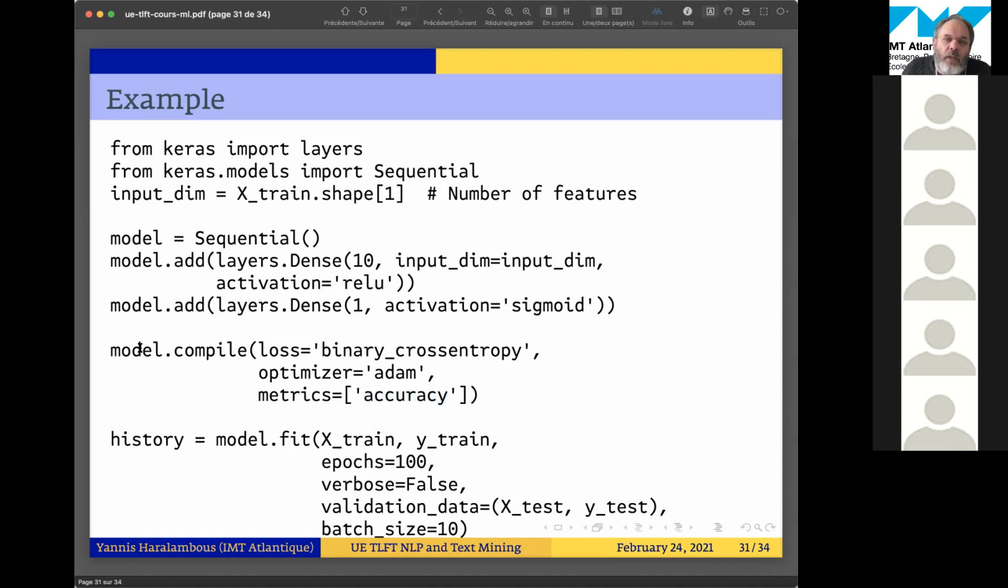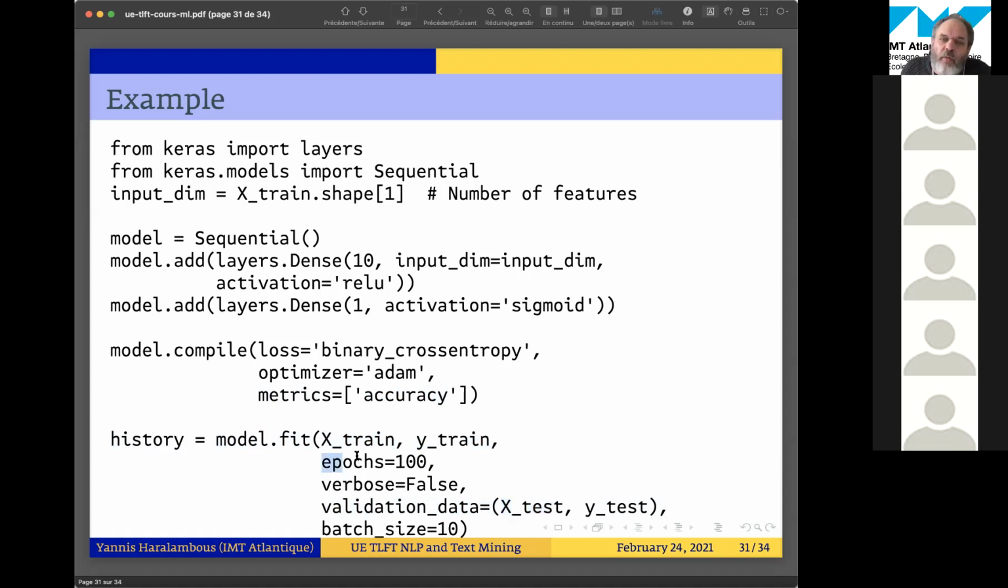Once the model is compiled, we will fit. So fit means training it. To train it, we give it the training corpus, the labels of the training corpus, but also data for validation. So validation is testing done during the training. So we give both individuals and labels.